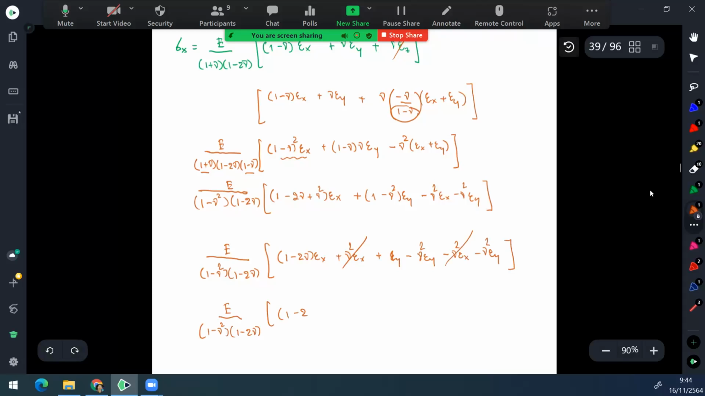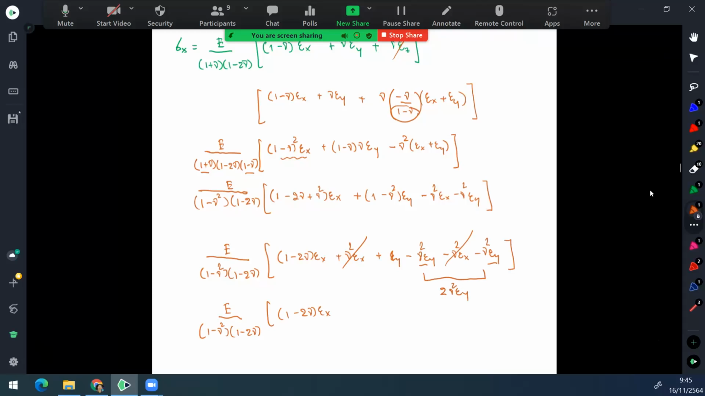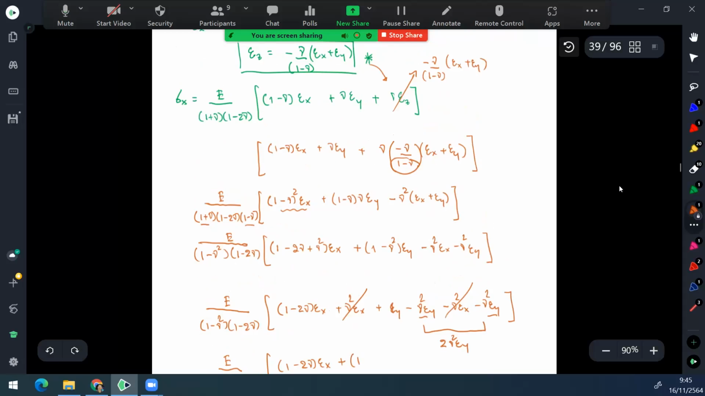For this term, 1 minus 2 nu epsilon x, for this case, what happened? This should be 2 nu square epsilon y, right? So what does it mean? It means that it is equal to 1 minus, this should be nu. I'm sorry, I put nu over here. It should be nu.